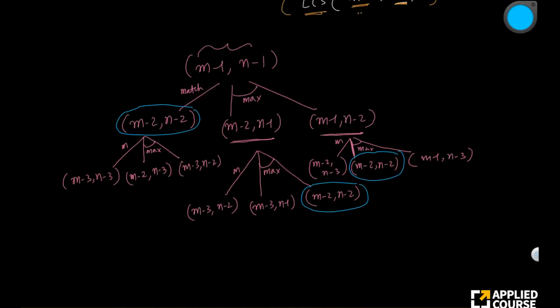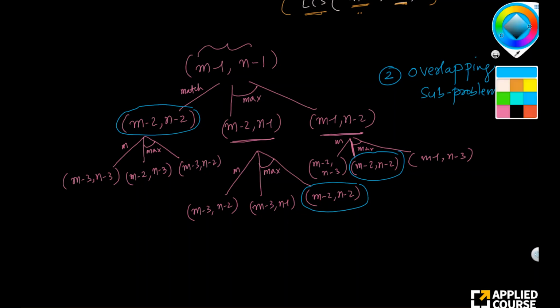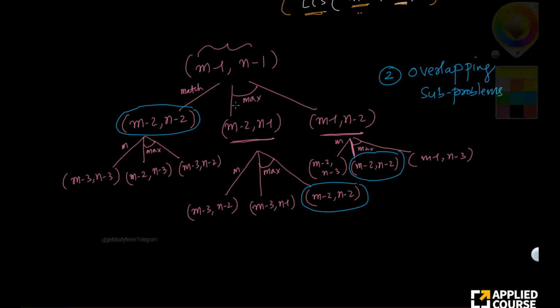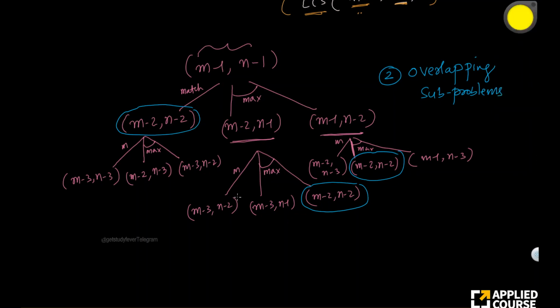The second property that we need is overlapping subproblems, right? So here I've shown you that n minus 2 is being repeated in multiple parts of the recurrence tree. Similarly, there will be more things if you actually draw this longer. Look at this. There is this m minus 2, n minus 2, right? And m minus 3 and n minus 2. Here you have this again.